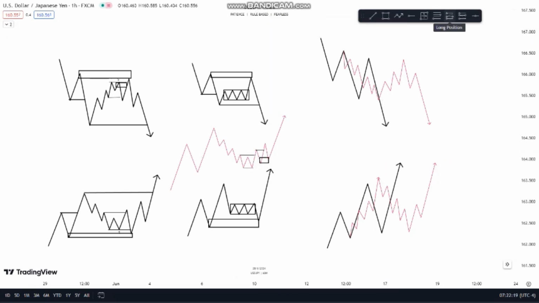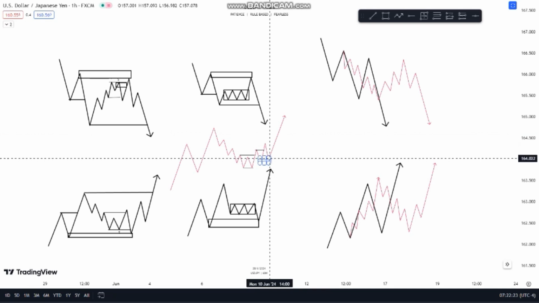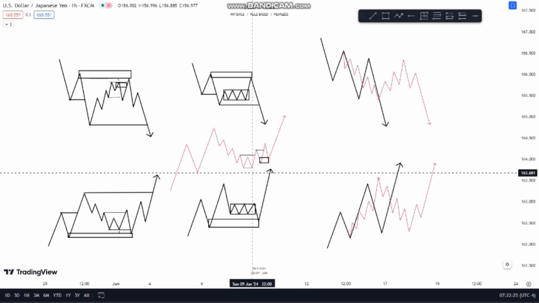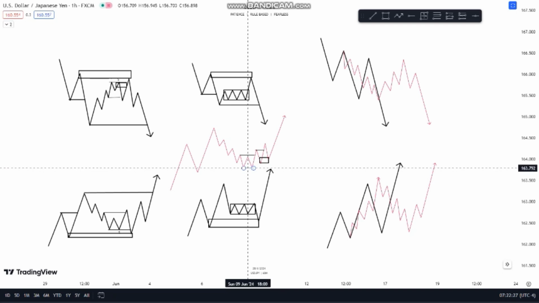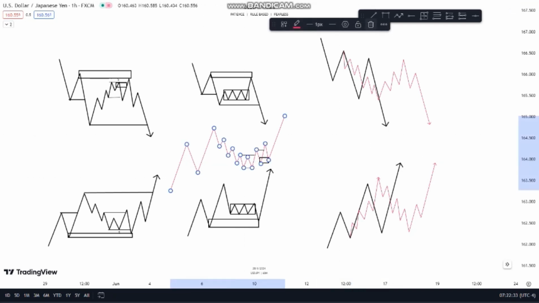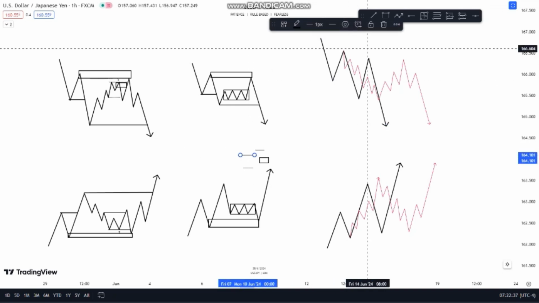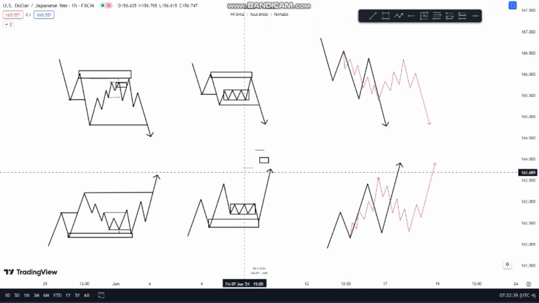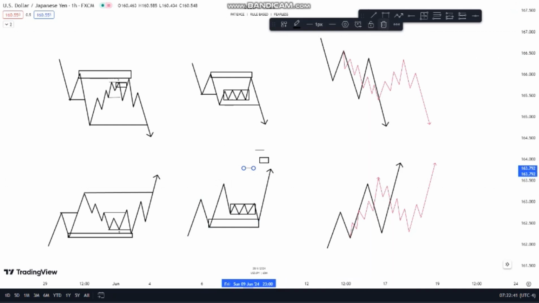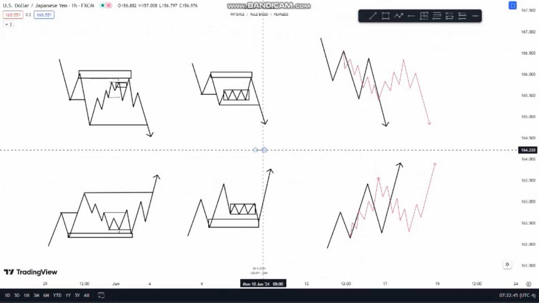This is the best way to enter a trade when you have liquidity resting below. So that is it. Let's move over to the next type of liquidity. One moment please, let me clear this out.